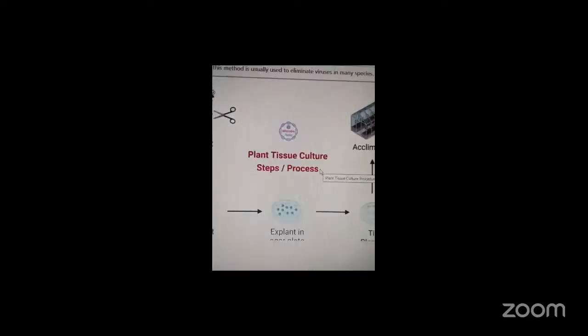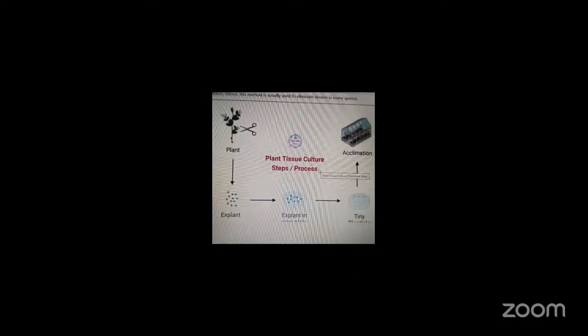So these are the tips. Some steps is processing the explant. So, regeneration methods of plant tissue culture. There are two methods. One is organogenesis, another one is somatic embryogenesis.